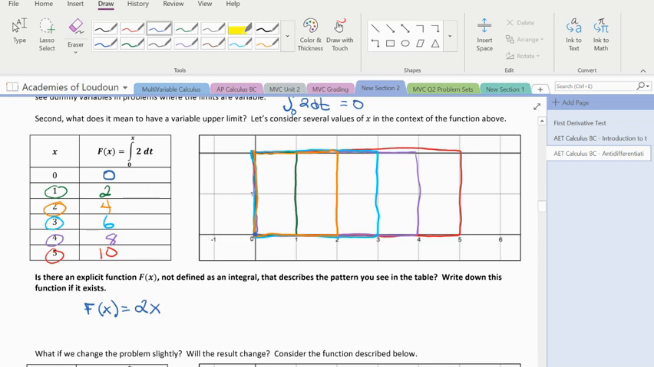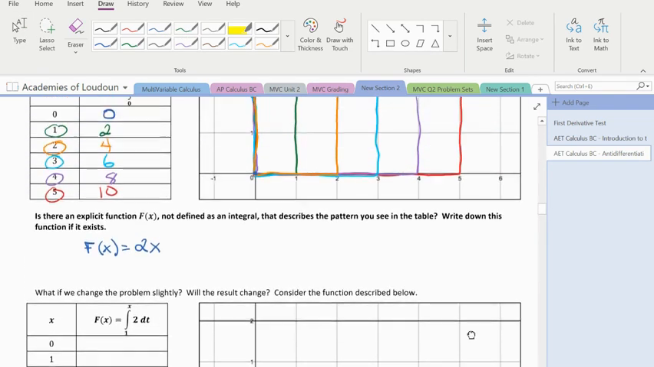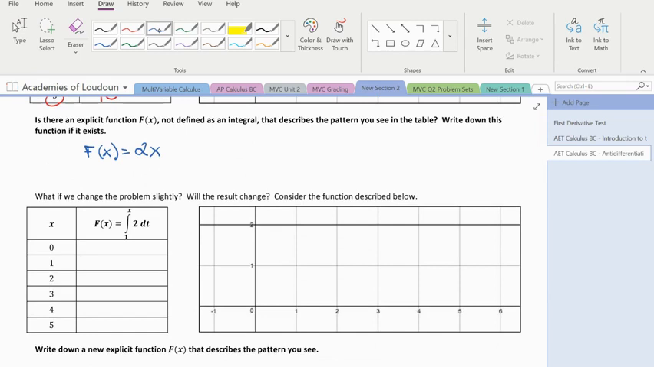Okay, so let's change the problem slightly. Will the result change? We're going to change our lower limit to 1, and we're going to integrate from 1 to x. So this time, I'm going to try to make sure my colors stay the same. I'm going to integrate from 1, but now I'm going to go backwards to 0.